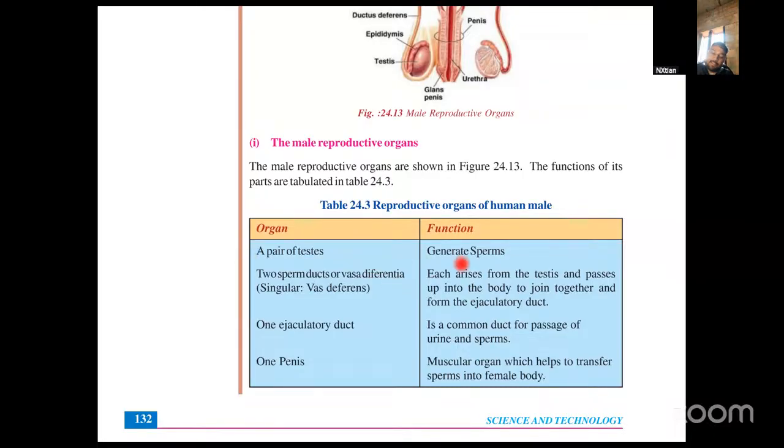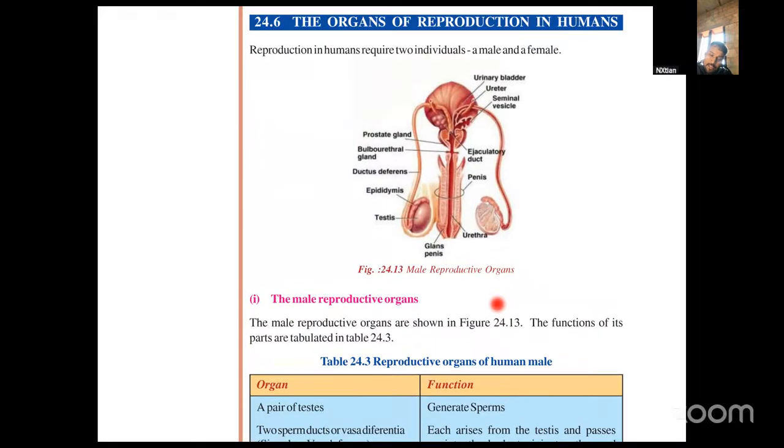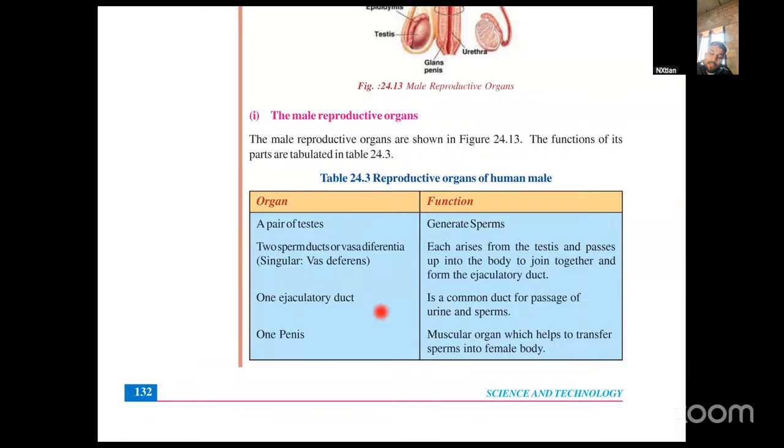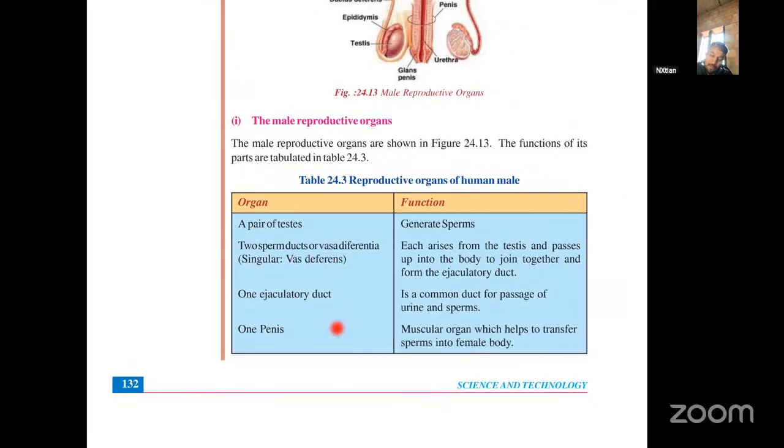What is the use of the testis? Generate sperm. Vasa deferentia is basically a passage from the testis to the ejaculatory duct. Now, what is the ejaculatory duct? This is the ejaculatory duct. Okay. Yes or no? Now, the ejaculatory duct is a common duct for passage of urine and sperm, and then the penis. This is a muscular organ which helps to transfer the sperm into the female body.